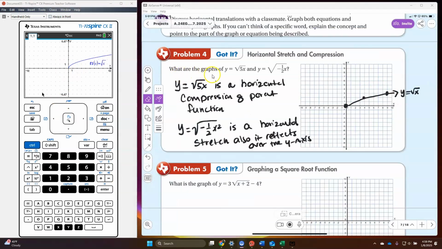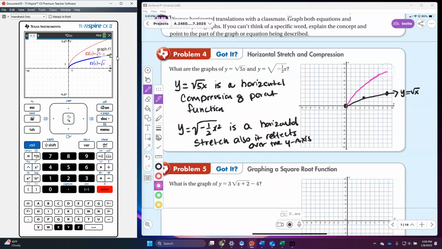The next one is, what are the graphs of y equals square root of 5x and y equals the square root of negative 1/2 x? Now, if the 5 is in the radical, which it is here, then it will be a compression. And I'm going to go ahead and show you here. And this is called a horizontal compression. So when I say horizontal compression, it means this is being affected left to right. So this is getting closer to the y-axis. Therefore, that's why it's called a horizontal compression, and it looks like this.